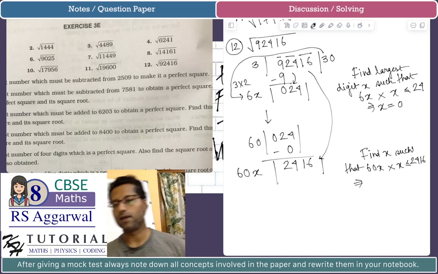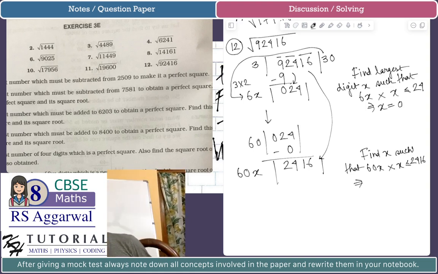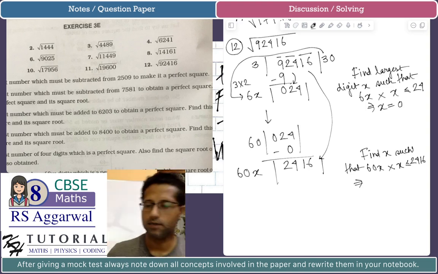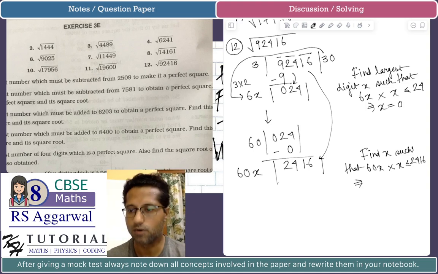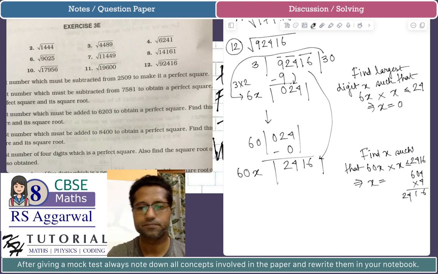Since 2416 ends with the digit 6, x can only be 4 or 6. You can clearly see x cannot be 6, x will be 4. So 604 multiplied by 4 is 2416. So this implies x equals 4.